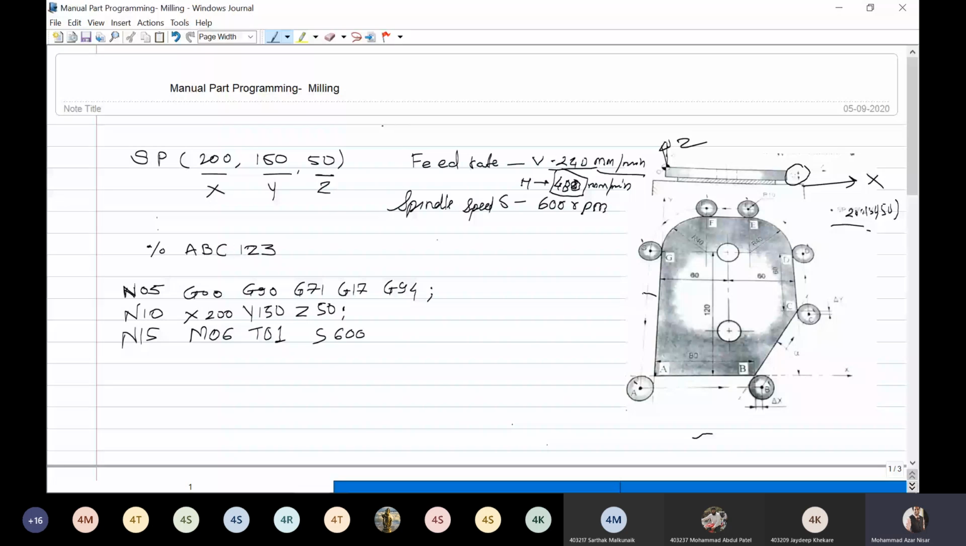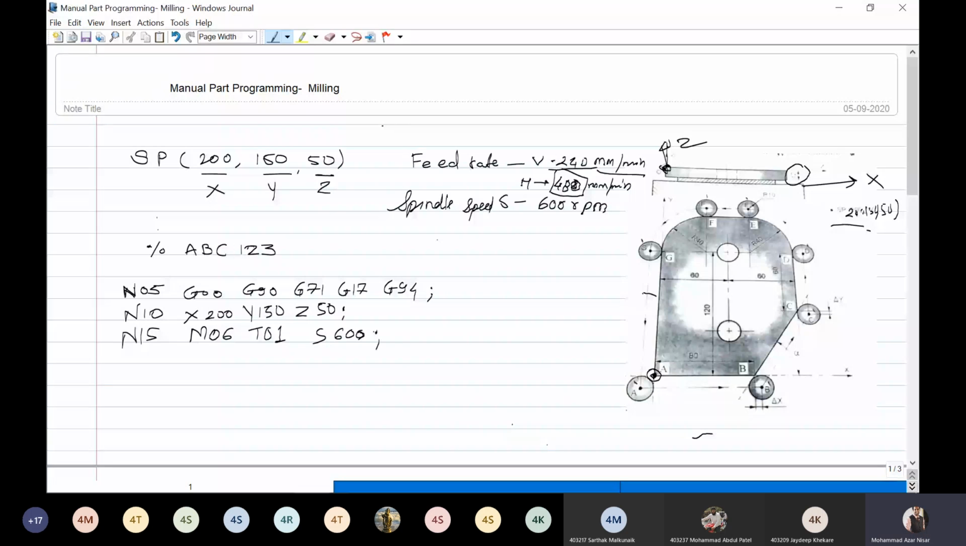So X 600. It means that first we have a rapid transfer in use, that is G00, and G90 means we are considering this O point as the origin. This point is your origin point, so from here you have to take the dimension, all the dimensions of X, Y, and Z.